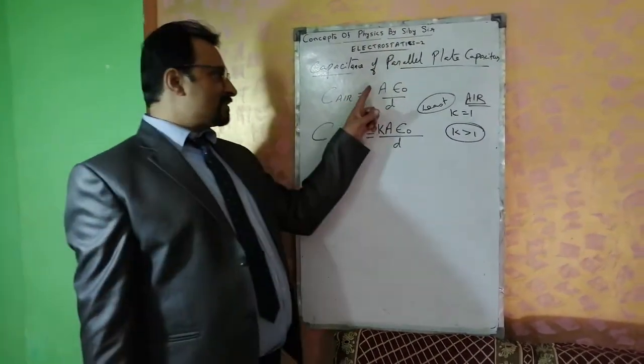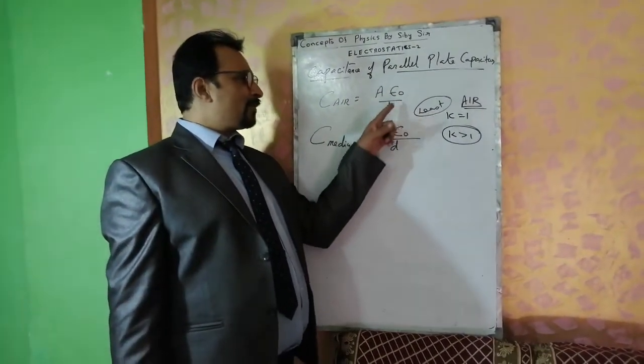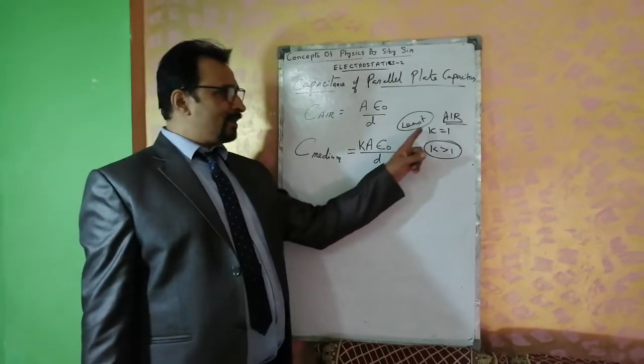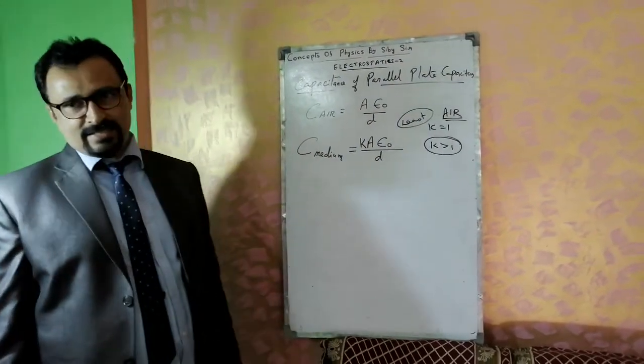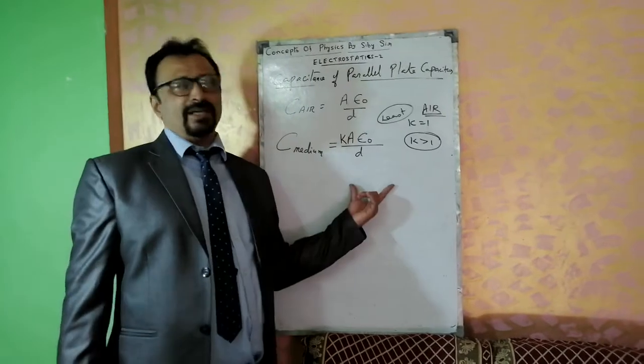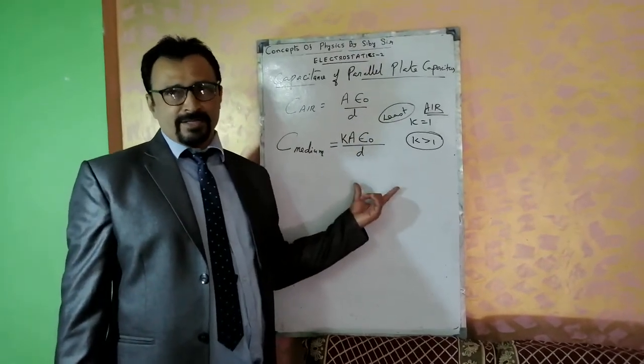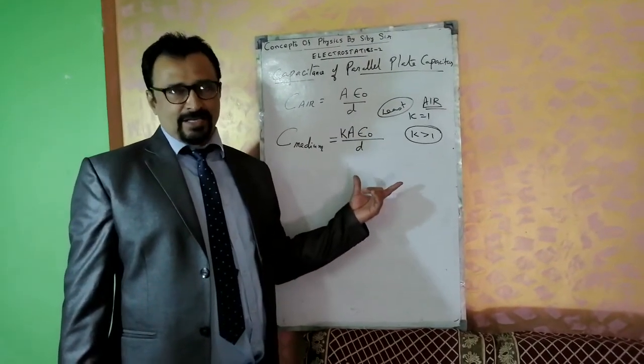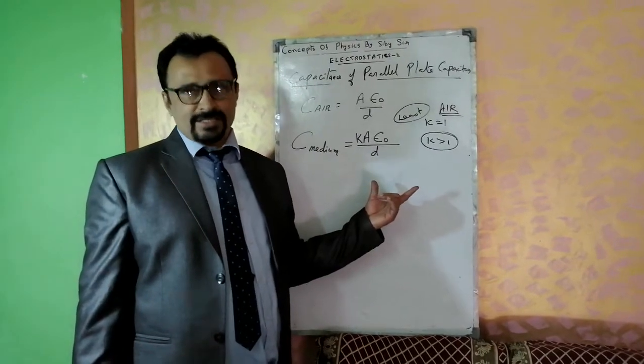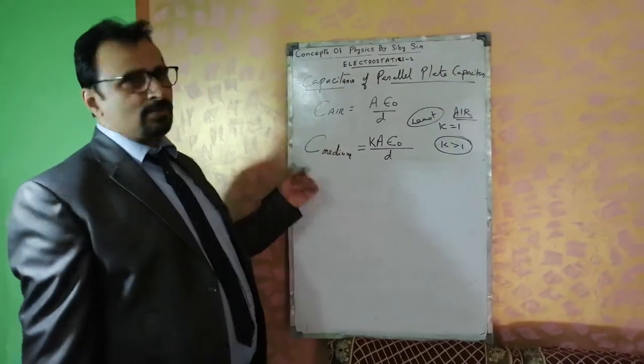So K is least. So you can see that here 1 A epsilon naught by D is there. So if air is the medium, your capacitance is least. So if you introduce any medium between the plates of the capacitor other than air, the capacitance goes on increasing. That is the meaning of this equation.